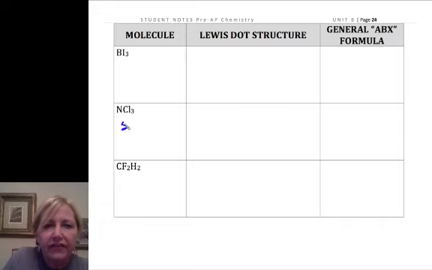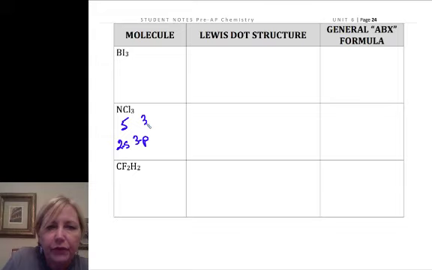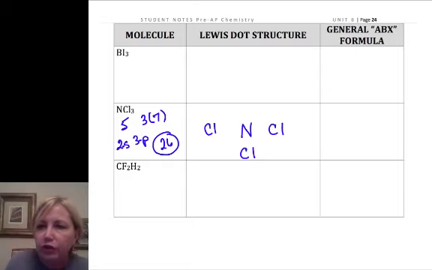Nitrogen has 5 valence electrons. It's in group 15. It has 2 s and it has 3 p electrons. Let me do 2 hyphen and 3 hyphen because that's not a configuration. I don't want you to get confused. I have 3 chlorines. They each have 7, so I have 26 electrons to mess with here. Nitrogen is my least electronegative, so I'm going to put my nitrogen in the center.